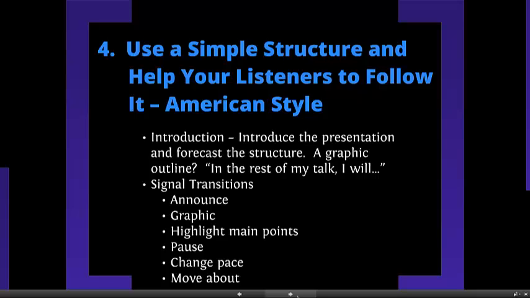And signal transitions. Now we're going to be talking about, or use a graphic. Change the graphic if you have that capability, or if you have that option available to you. Use graphics. Okay, highlight your main points. You can either pause, or you can change the pace of your talk, so you slow it down. You can use your voice to help people transition to the next topic that you're going to be discussing, and then move about. Move from one side of the stage to the other, or from the middle to one side, letting them know that you're moving through your presentation as well.